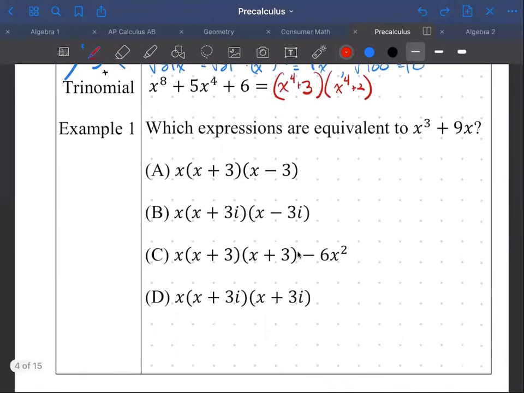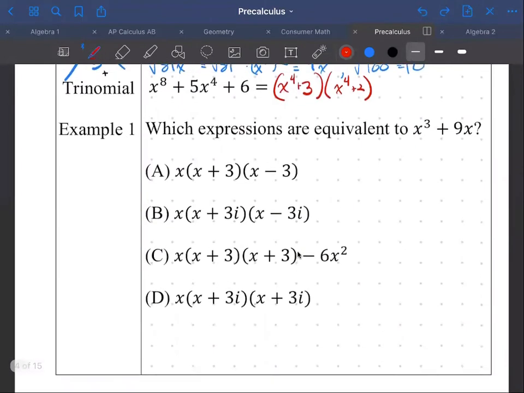Okay, here we go. Which expressions are equivalent to x to the power of 3 plus 9x? So hopefully you have everything here written down already. Notice that A, B, C, and D all have factored out an x, which makes sense because that should have been our first step. If I factor out an x for our original binomial, I have x to the power of what? Who can factor out the x for us? Factor out an x. Who's got it? What's left over?